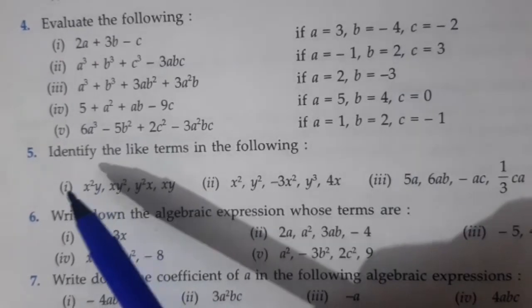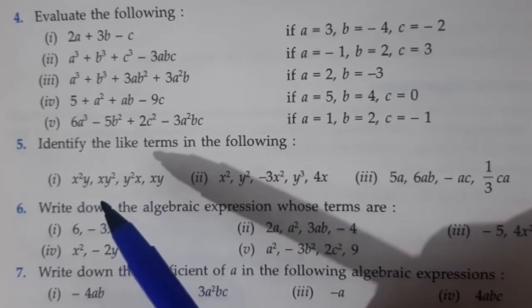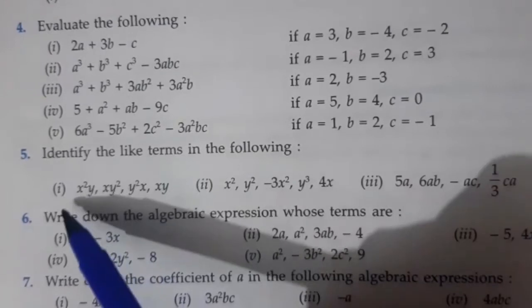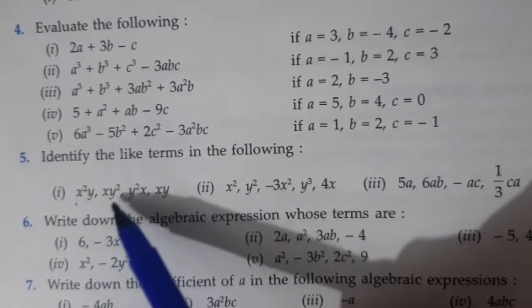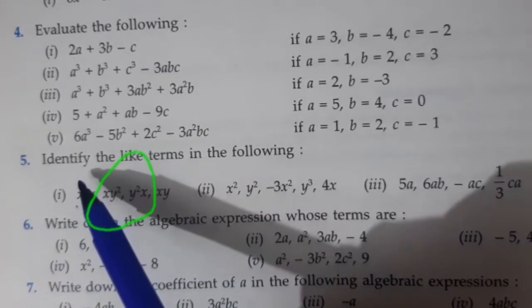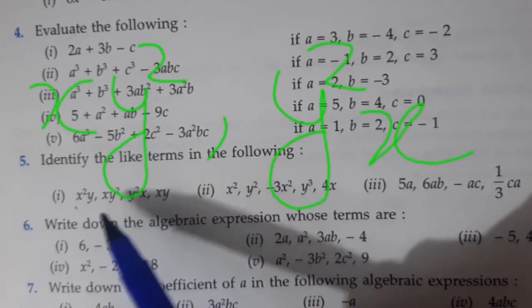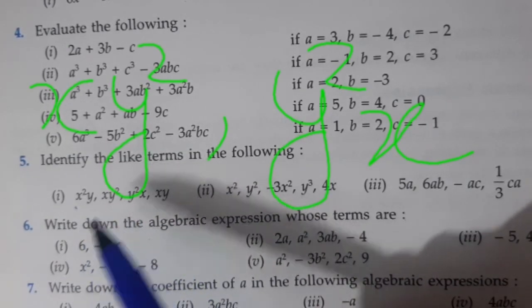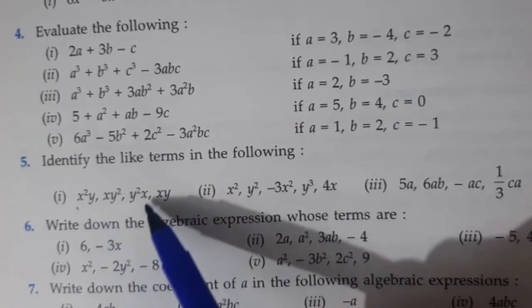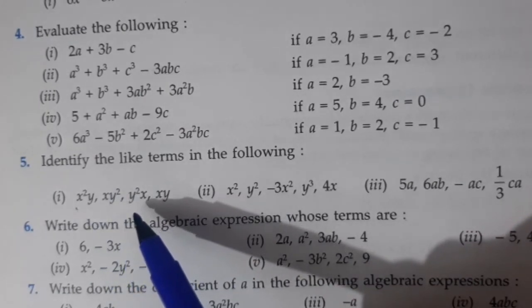Now fifth part, fifth question, identify the like terms. Students, like terms means the terms having the same algebraic factors. See here it is x square y, then x y square, x and xy. Here you can see x y square. This x y square and y square x mean the same. You can change the order of multiplication, like 2 into 3 is 3 into 2. So here also xy square is there and here also xy square is there. So these two terms, that is xy square and y square x, are the like terms.